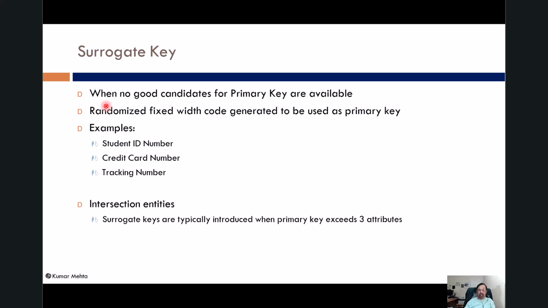Okay, so a surrogate key is really just a randomized code that is generated and is used as a primary key. For intersection entities, surrogate keys are typically introduced when primary keys exceed 3 attributes. Now, here are examples of situations where a good primary key is not available. If I don't want to show student ID number, or a credit card number, then I might generate a random fixed code and use that as a surrogate key.